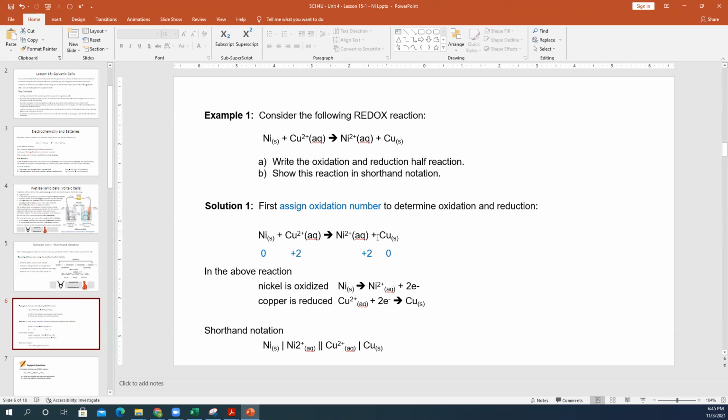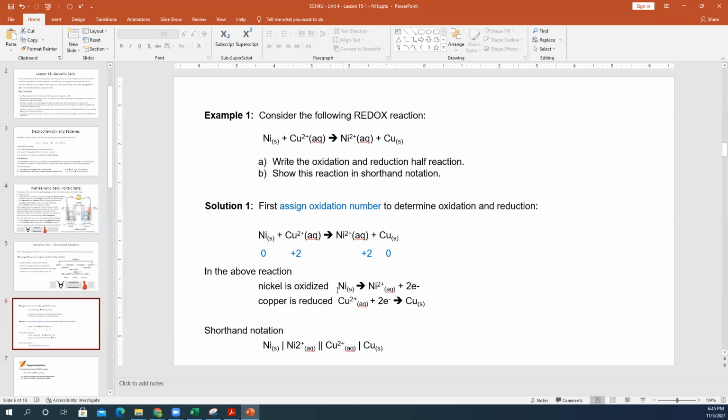And then solid copper has got an oxidation number of 0. So here we can clearly see that nickel is oxidized because its oxidation number increases. It goes from 0 to 2. And we can see that copper is reduced. Its oxidation number goes down from +2 to 0. So we write down the half reaction: nickel goes to nickel ions plus 2 electrons. And we know it's 2 electrons because nickel has got a charge of +2.